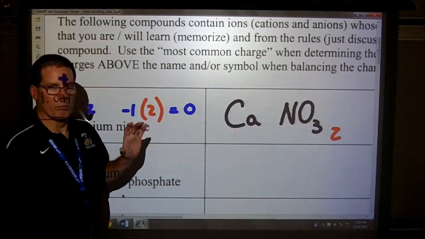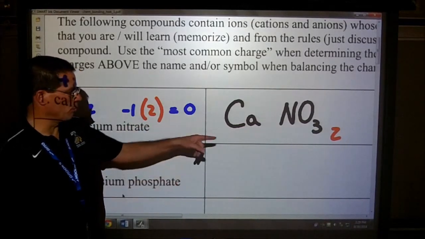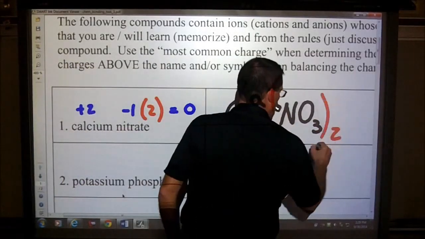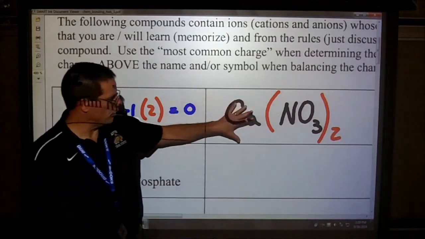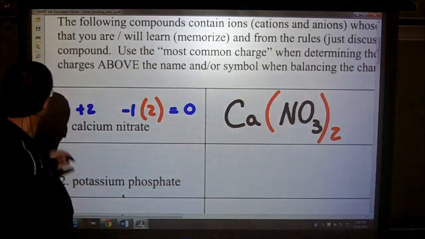Okay, we need 2, but we don't do that. Even if the polyatomic doesn't have a subscript, we still use parentheses. So be sure that you actually wrap that up in parentheses. So calcium nitrate is Ca parentheses NO3 close the parentheses 2. Okay.